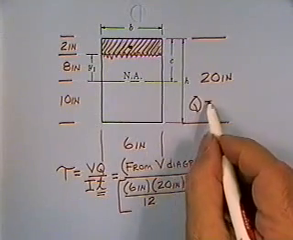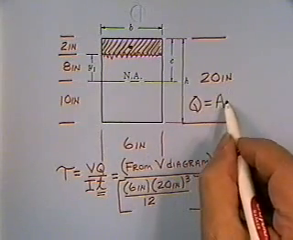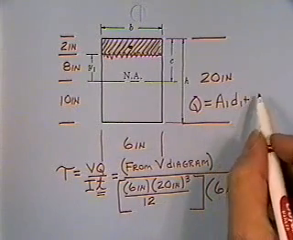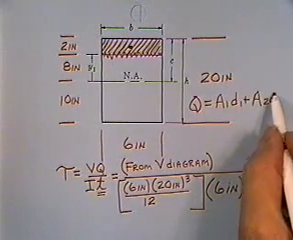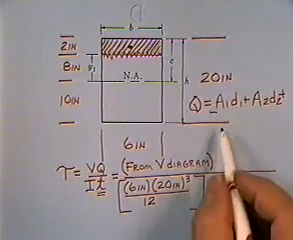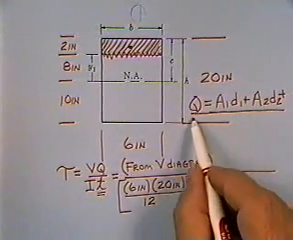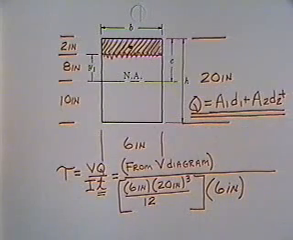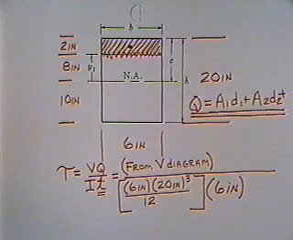Then Q is simply equal to A1D1 plus A2D2 plus ... That's almost like you solved for a neutral centroid, a neutral axis previously. The only thing is you just do the A1D1 plus A2D2 plus A3D3. You don't divide by A1 plus A2 plus A3. So here's Q.